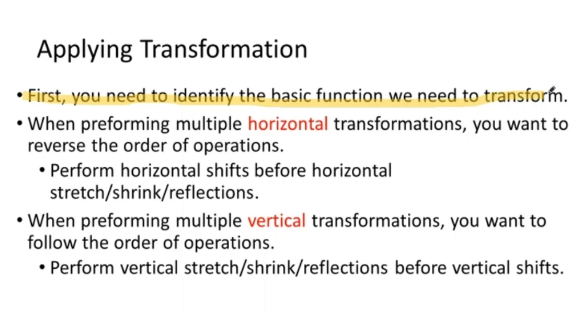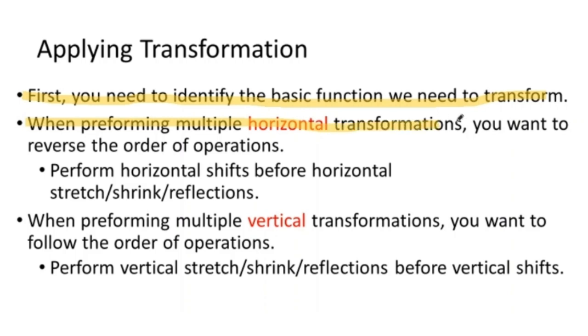First, you need to start off by identifying what basic function we're transforming. Recall from the beginning of the section the list of basic functions and their graphs. There is no set order in which you have to perform the transformations. Typically, I like to do my horizontal transformations before my vertical. Now, within each category, horizontal or vertical, they do have their own order that you should perform them in.